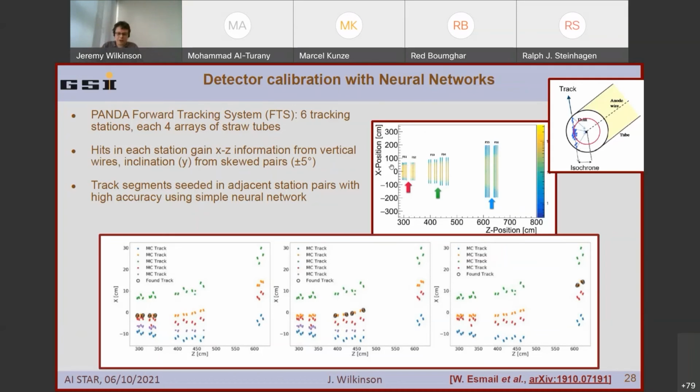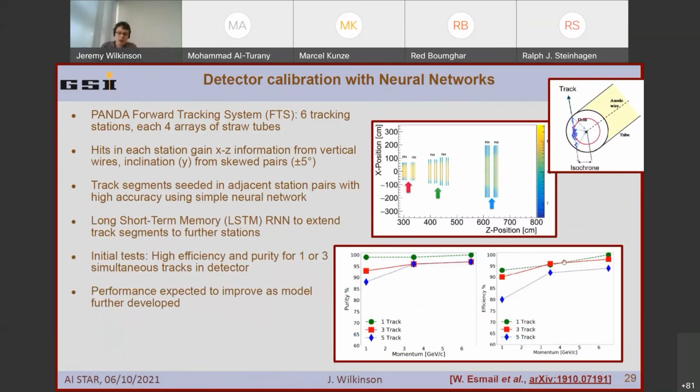The track segments are seeded in adjacent pairs of stations using a simple neural network, and you have an illustration of the performance of this so far. The orange track is reconstructed with the black circles in each of the individual pairs of tracking stations with quite high accuracy using a simple neural network. And then we can also use a long short-term memory recurrent neural network to extend these track segments to the further stations. This was covered a little bit in the previous talk.